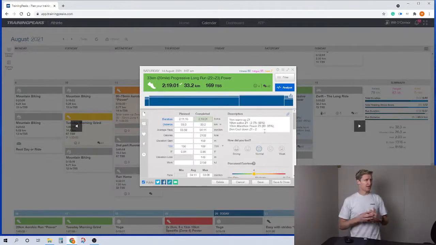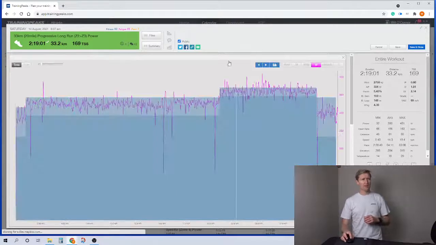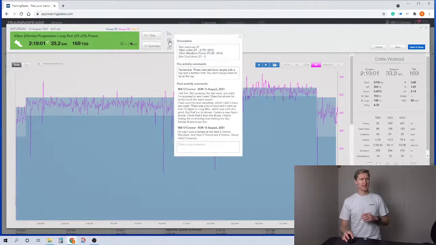So if we look at the durations, overall my duration has been ticked. What I was hoping to achieve was a 33k run, and I did 33.2 Ks. So if we're just looking at the durations, that's all good. Then we want to look at the durations of each individual section or lap. Because what was prescribed was a 1k zone 1 warm-up, 19k zone 2, 10k zone 3, and then a short cool down.